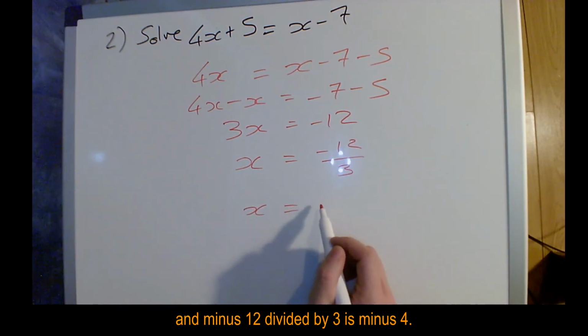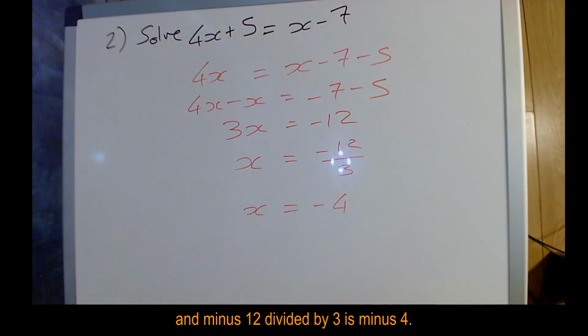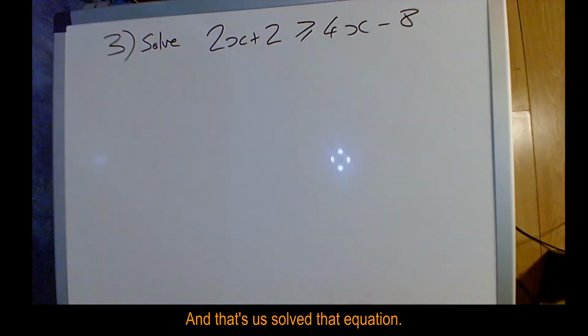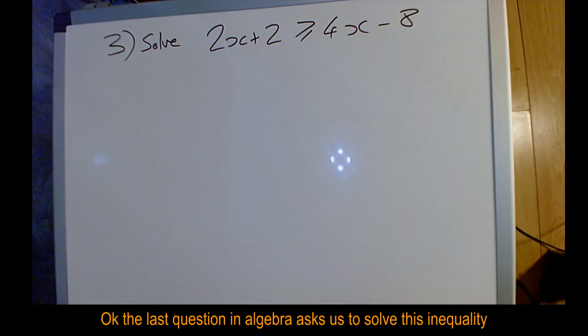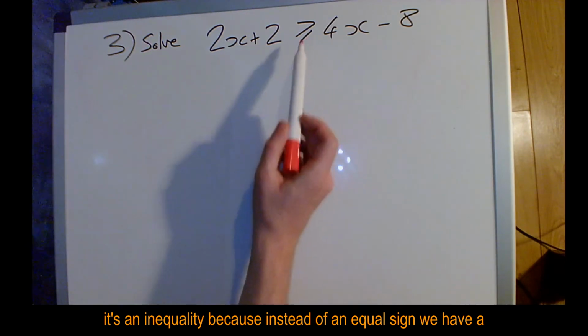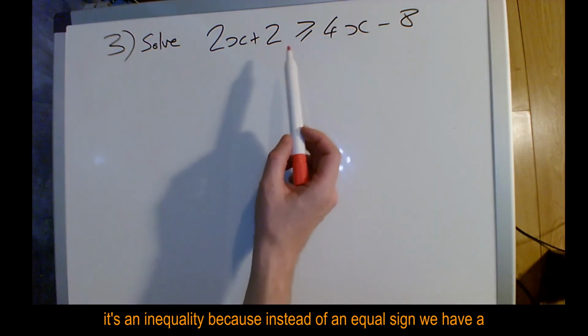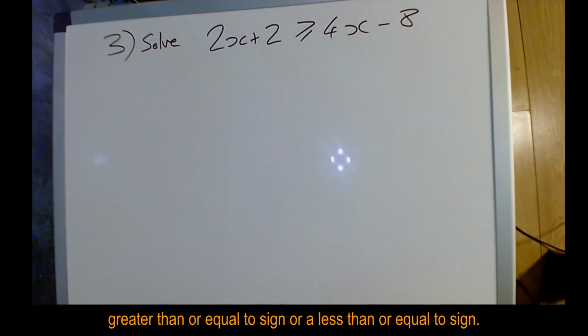And minus 12 divided by 3 is minus 4. That's how we solve that equation. Okay, and the last question in algebra asks us to solve this inequality. It's an inequality because instead of an equal sign, we have a greater than or equal to sign or a less than or equal to sign.